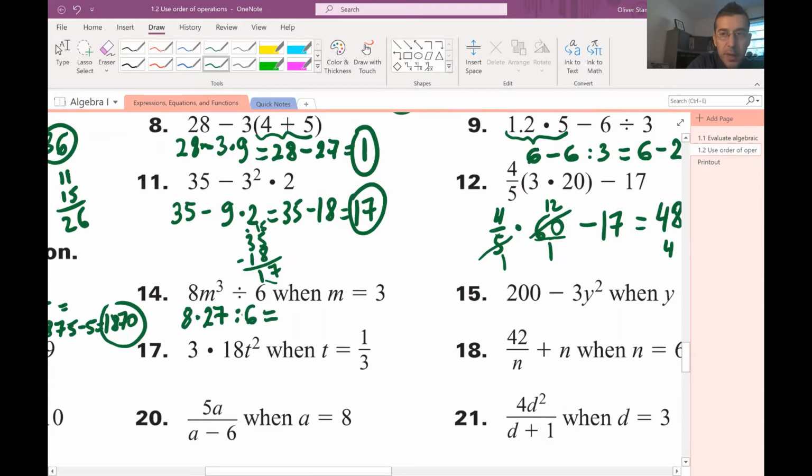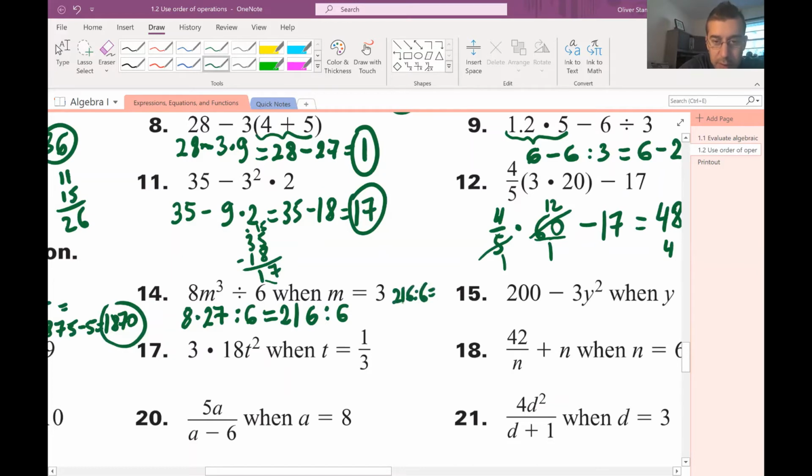We have multiplication and division, so we do left to right operations. So 8 times 27, 7 times 8 is 56, 6 and 5 we remember. 2 times 8 is 16 and 5, 21. So 216 divided by 6. And let's do this on the side here. So we're going to do 216 divided by 6.